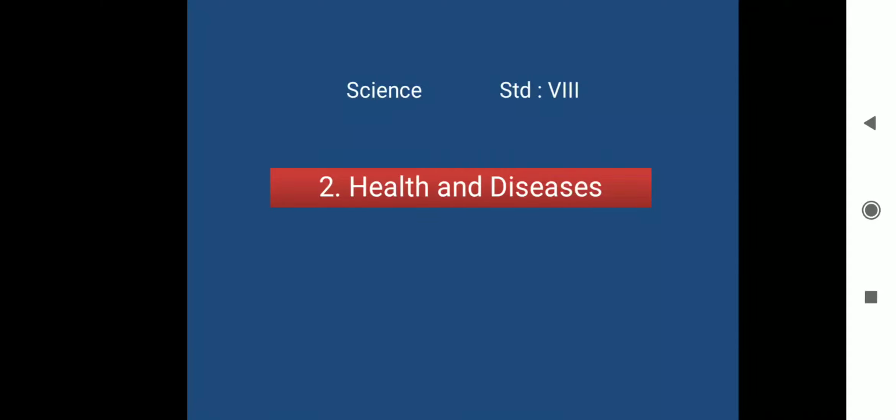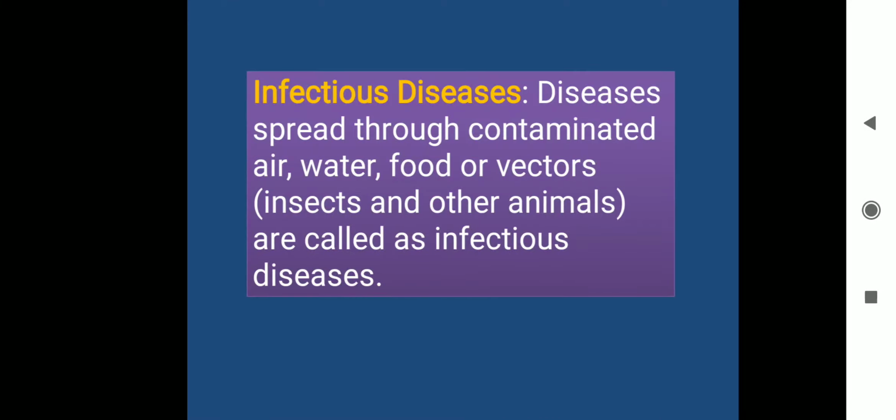Before we begin, let's once again look at the definition of infectious disease and try to understand it. Infectious diseases spread through contaminated air, water, food or vectors. Vector means insects and other animals. Contaminated means impure.